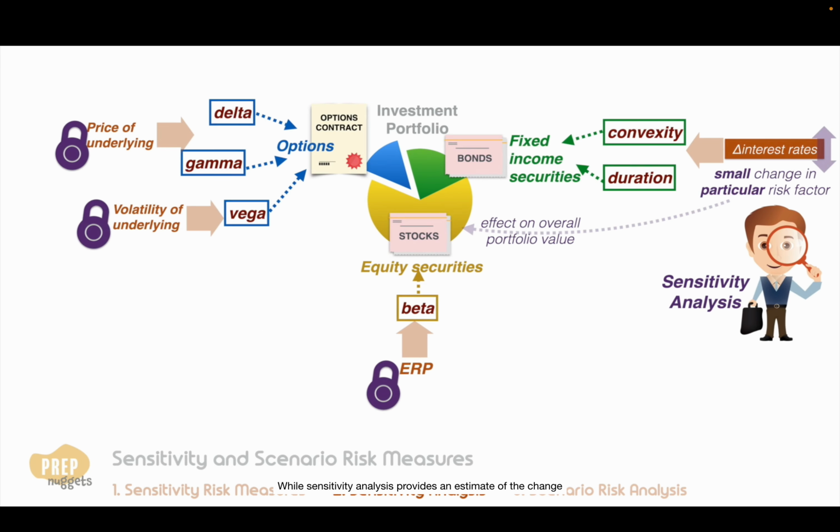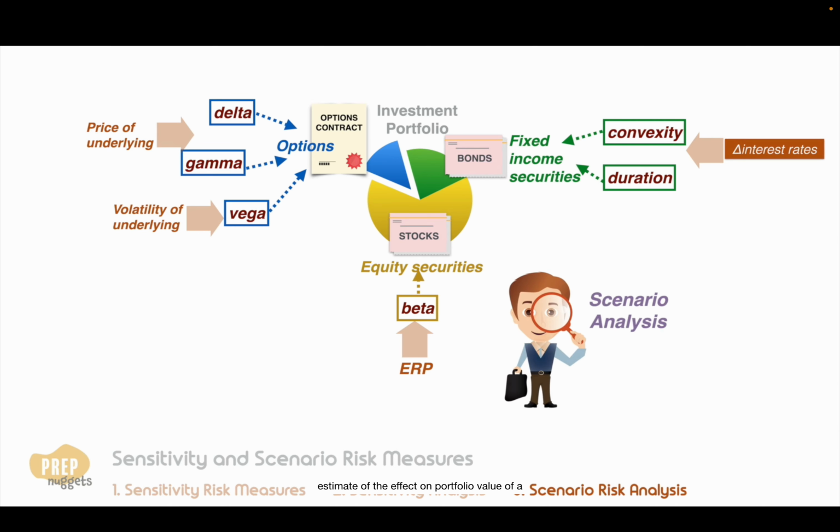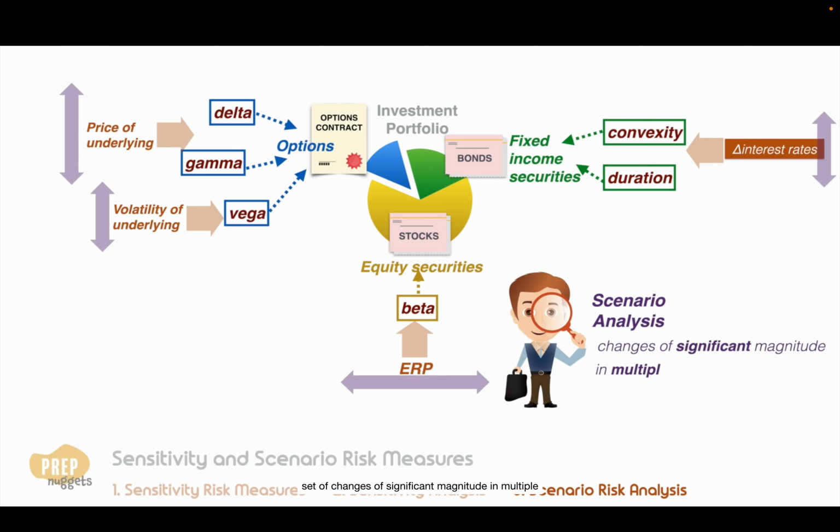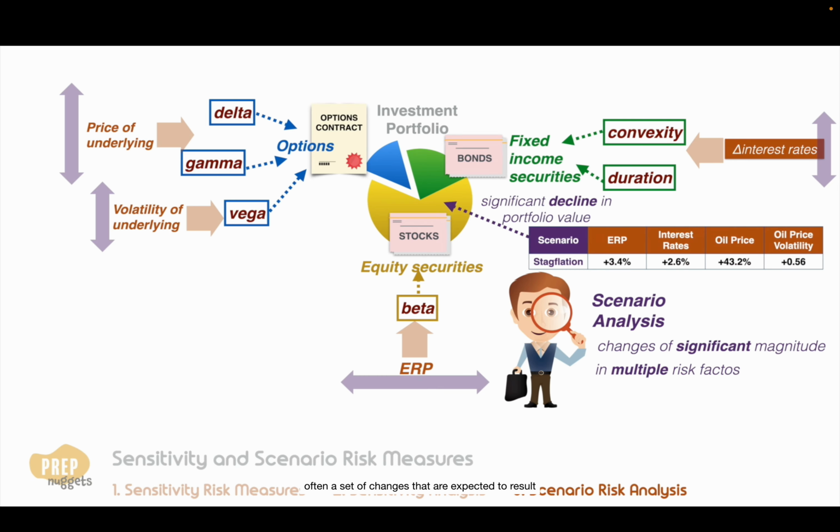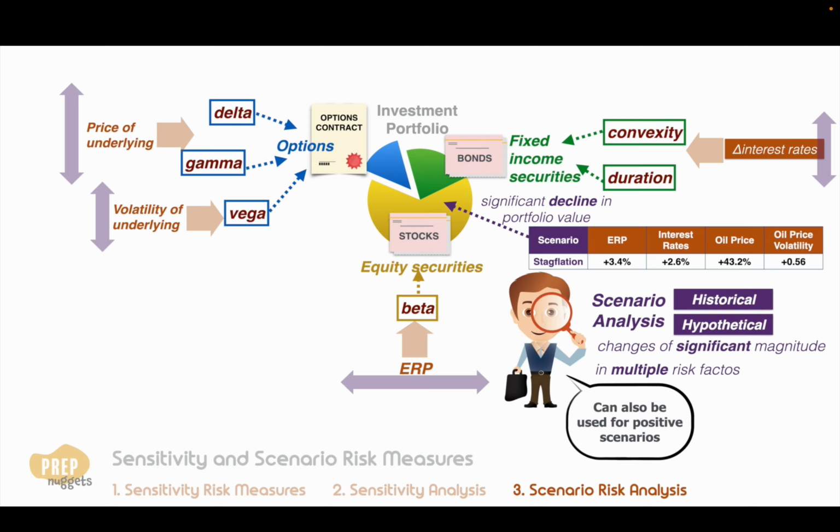While sensitivity analysis provides an estimate of the change in portfolio value due to a small change in a single risk factor, scenario analysis provides an estimate of the effect on portfolio value of a set of changes of significant magnitude in multiple risk factors. The changes in risk factors used in scenario analysis are often a set of changes that are expected to result in a significant decline in portfolio value, although a positive scenario may also be considered to estimate the gain in portfolio value. There are two main approaches to perform scenario analysis: historical approach and hypothetical approach.